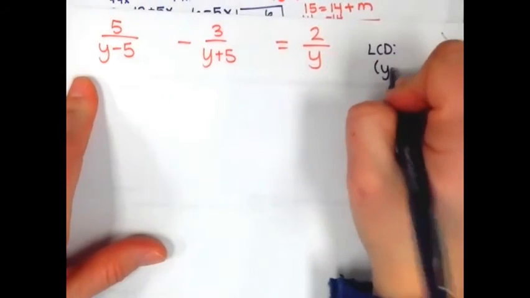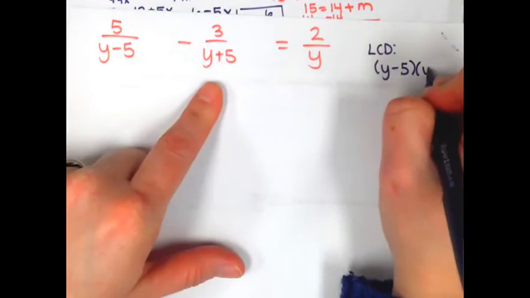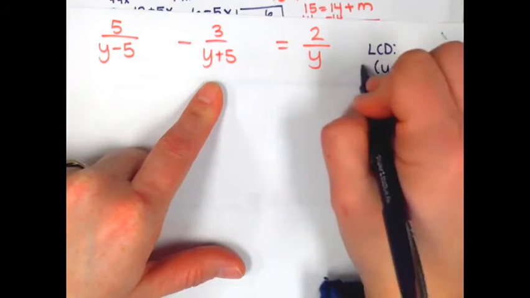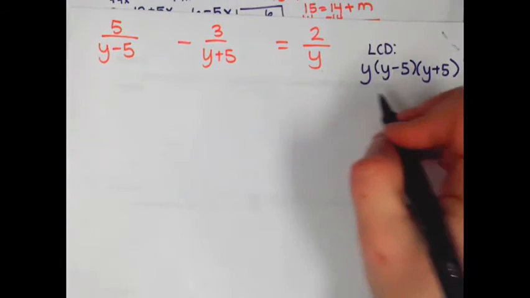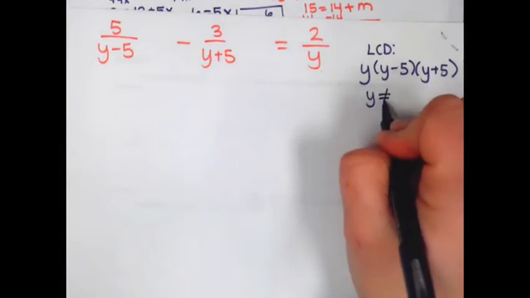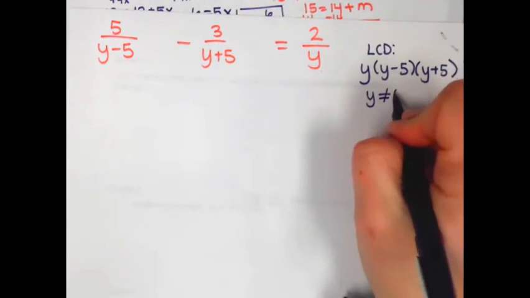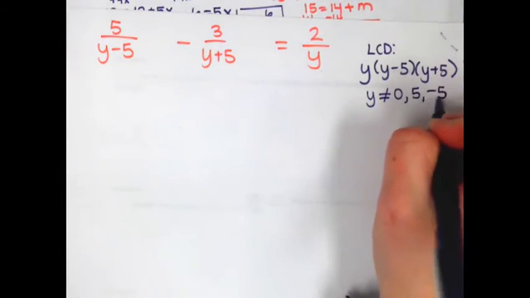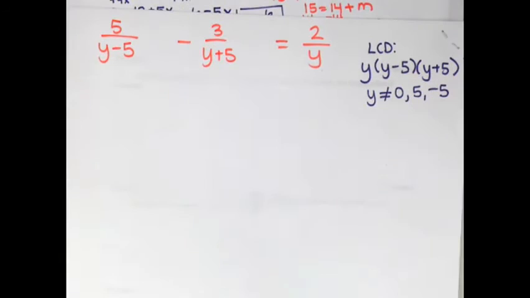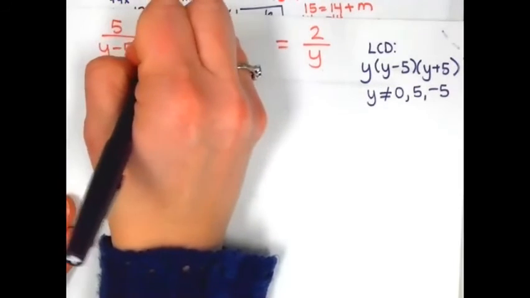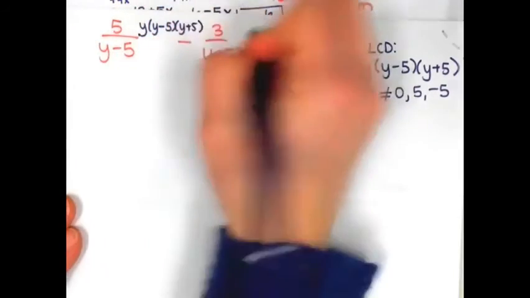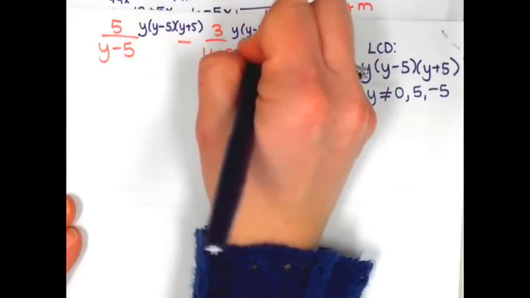So we're going to have a y minus 5. We're going to have a y plus 5. And we're going to have a y. Okay. So now, real quick, what can't y equal? Y can't equal 0, 5, and -5, right? Because every single one of those would give my denominator of 0, wouldn't it? Okay. So now we're going to multiply every fraction by this common denominator. So we're multiplying by y times y minus 5 times y plus 5.